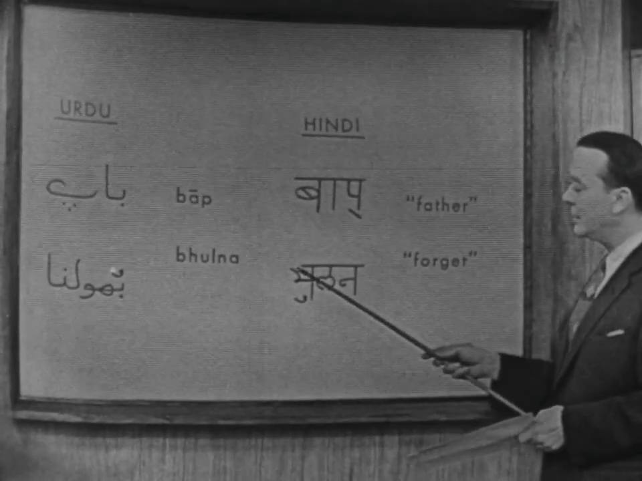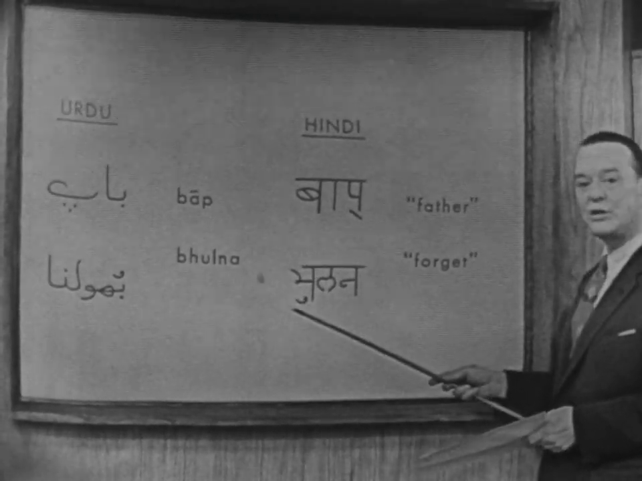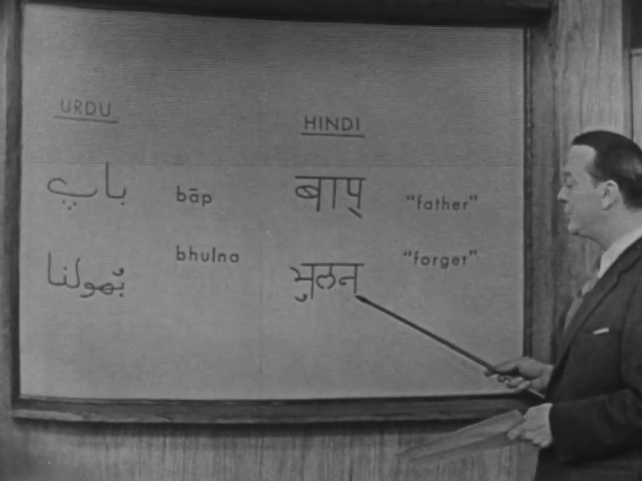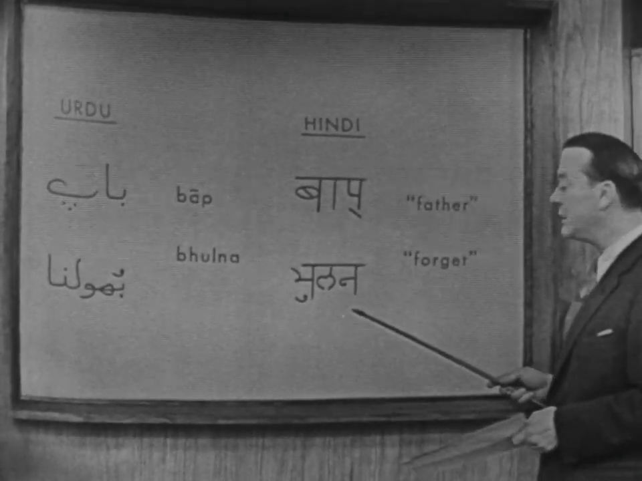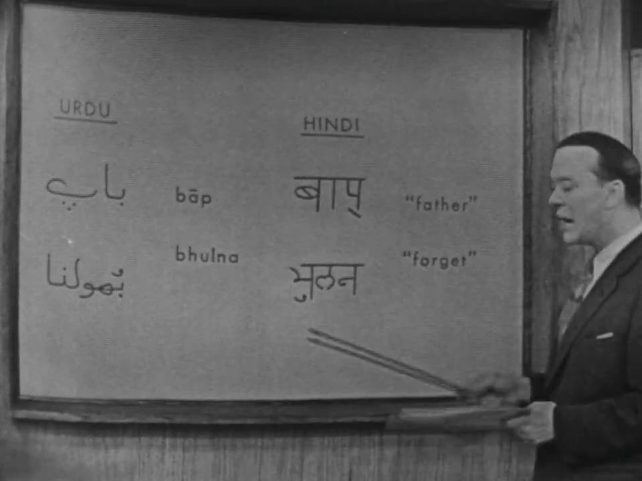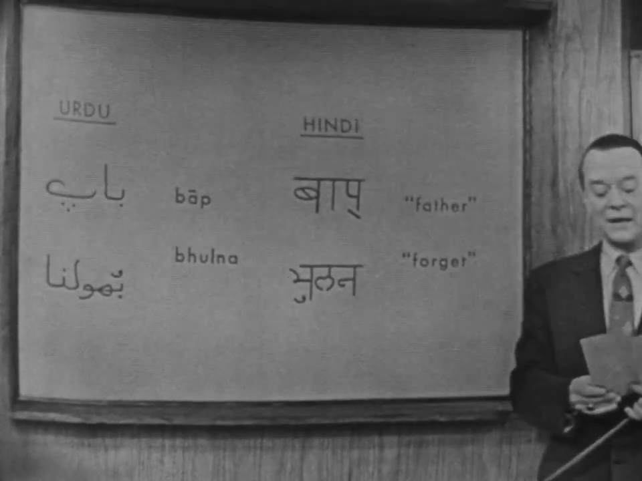Bulna, meaning forget. Again, the Devanagari, this is a BH and this is a U. This is an L, so I read bul, na. And since there is no mark under that, I don't read it na. I read it na and don't read it bul, but bulna. In other words, a combination of syllabary and alphabet.